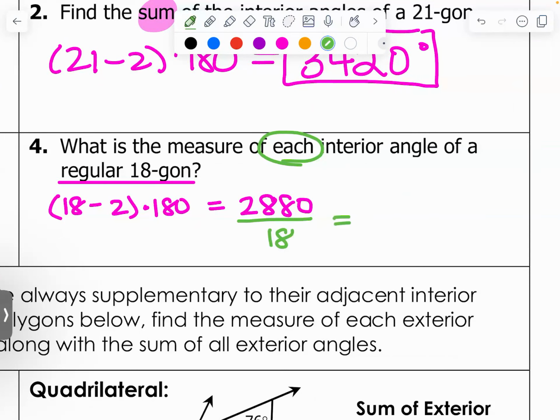And what do we get, Ben? 160. Can somebody confirm his thinking? Yes. It is indeed 160. That was mental.